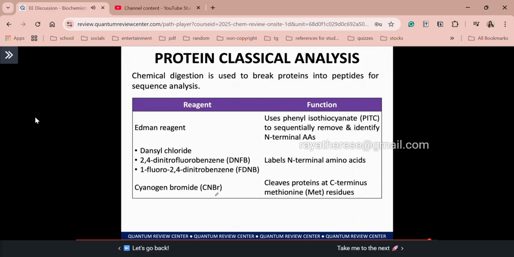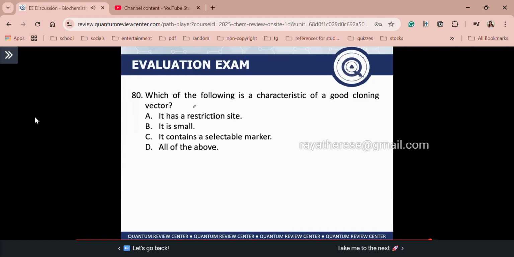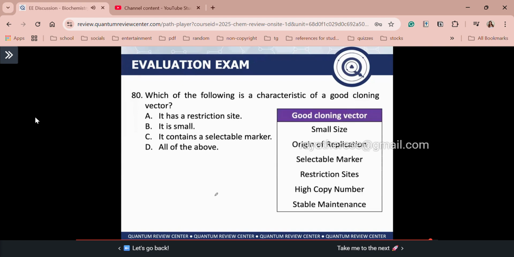Alright, and then last item. Answer: all of the above. Yes, of course, as a characteristic of a good cloning vector. Class, I gave you a summary of a good cloning vector. Let's cross-check. Letter A, it has a restriction site. Yes, correct. B, it is small in terms of size. Yes, correct. Letter C, it has a selectable marker. That's why the answer is all of the above. So class, please review our characteristics of a good cloning vector.